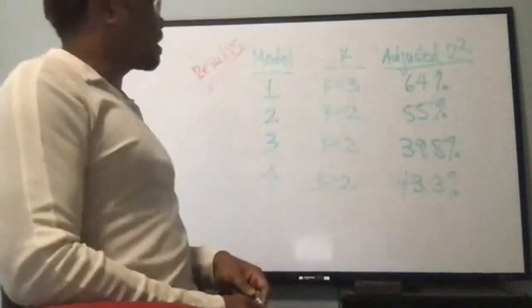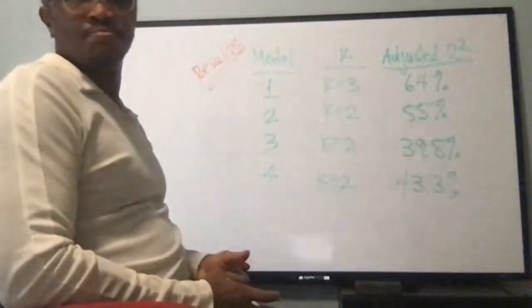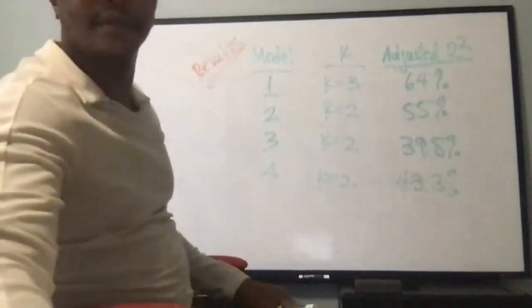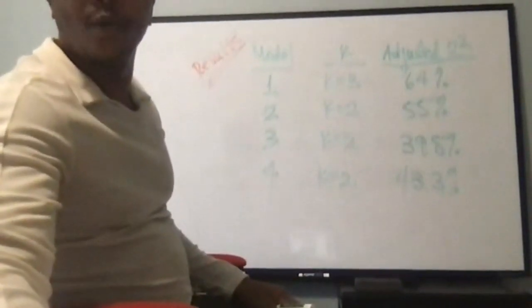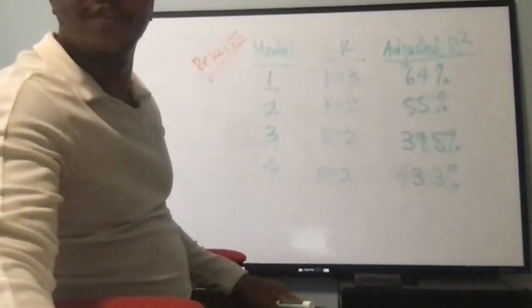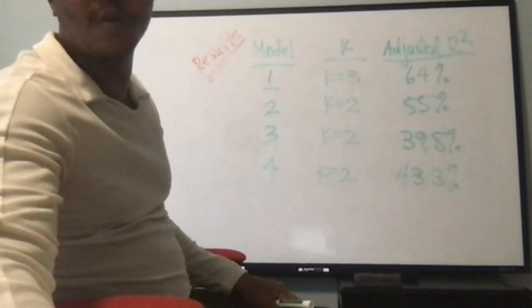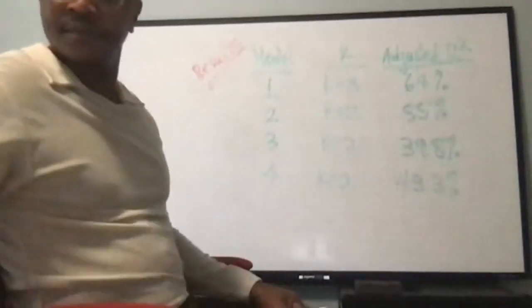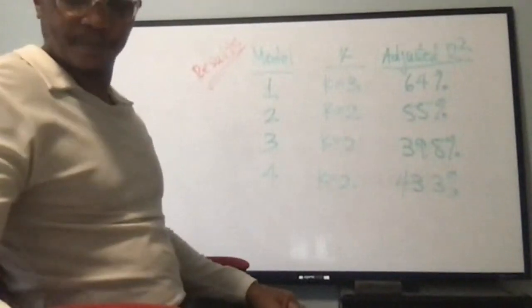So what's our conclusion? What does the question ask? Which variables yield the best prediction for a home's appraisal value? So now we have this competition going on. What do you think? Model 1, because it has the highest adjusted R-squared.